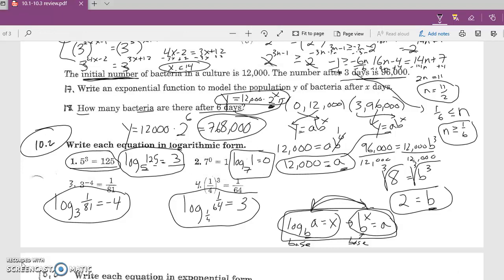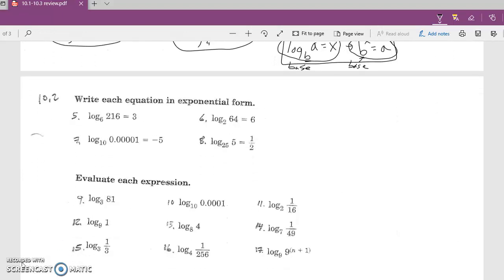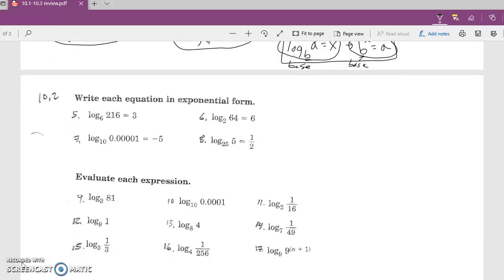Okay, cool. Moving on to the next page. Write each equation in exponential form. So now we're just going the other direction. So these are real easy. Here's my base, so I just go 6, to this power equals the number right here. And of course we know that's true. 6 to the 3rd is 216.